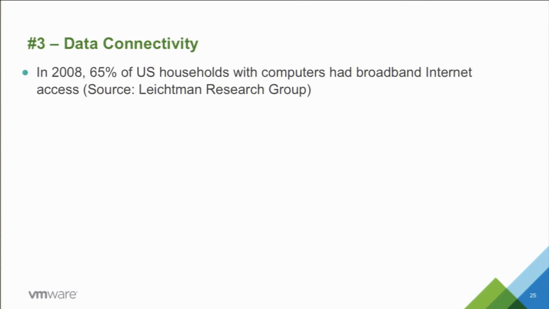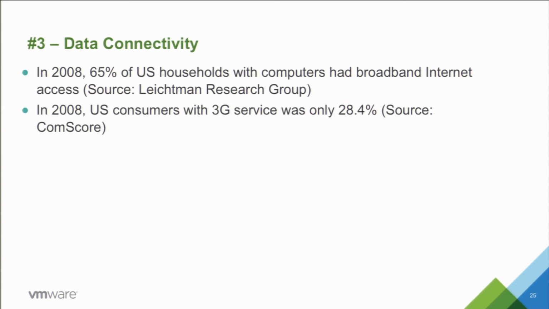Data connectivity, and unfortunately all this data is US-based because that's the only market that I work in right now, but that's the data I've collected. So in 2008, 65% of US households that had a computer had broadband internet access. And in 2008, our mobile networks were only third generation, and we only had 28.4% of people on those third generation mobile networks. So the networks were just quite a bit slower back then.